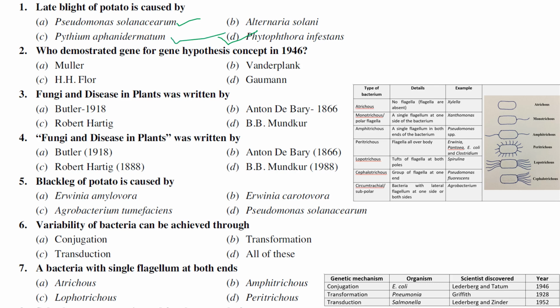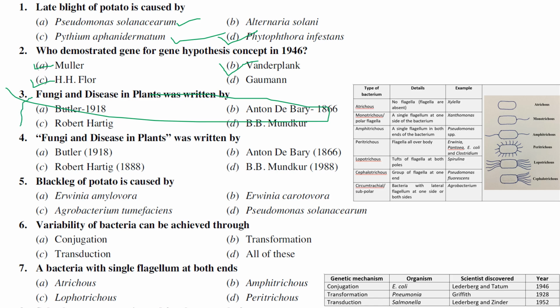The next one is who demonstrated gene for gene hypothesis concept in 1946. This is a very important concept, gene for gene hypothesis, which was given by H.H. Flor in 1946. Muller and Borger discovered phytoalexins. And next one is Van der Plank, considered as father of plant disease epidemiology. And the third one, just forget about it, because the third and fourth are same.